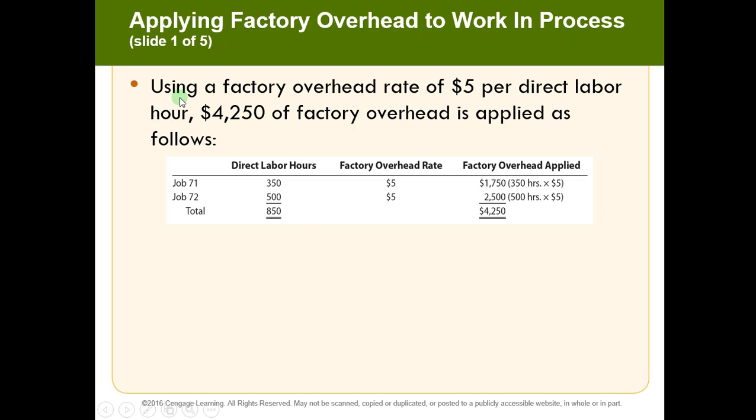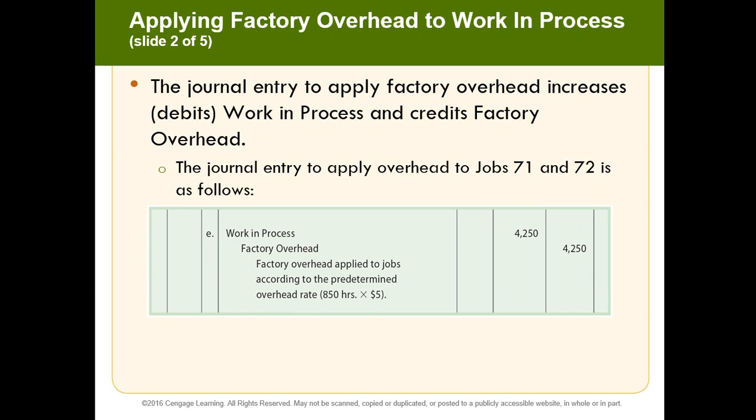Here's an example. Using a factory overhead rate of $5 per direct labor hour, $4,250 of factory overhead is applied. There it is, we just looked at this in detail: 350 hours for job 71, 500 hours for job 72, and there are the amounts.